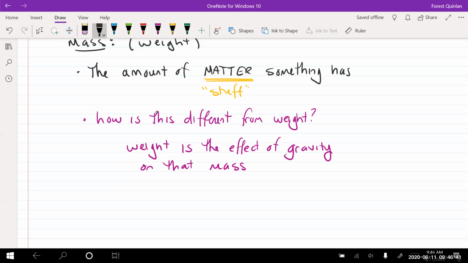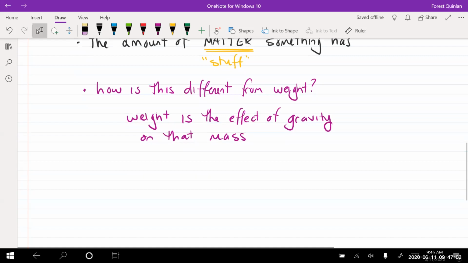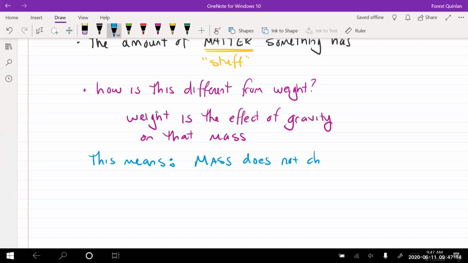Now, there's a reason why I put it up there that mass is, quote, weight. And then I went on to define these slightly differently, with mass being the amount of matter, the amount of stuff something has, and then weight being the effect of gravity. Why do I make that distinction? This means mass does not change. Weight can.